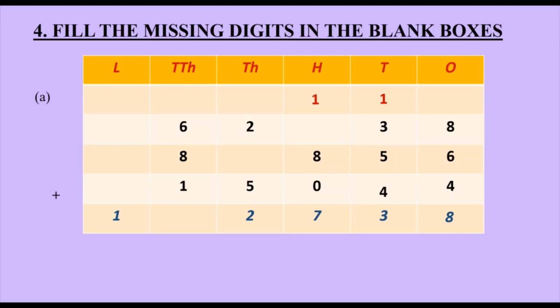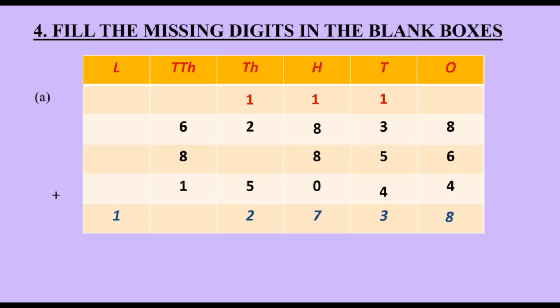Now we go to the hundreds place. We already remember that we have 1 in our hand. Now 8 plus 1 is 9. And in the answer box we have 7, which means 17. So 17 minus 9 is 8. So we fill 8 as the missing digit.